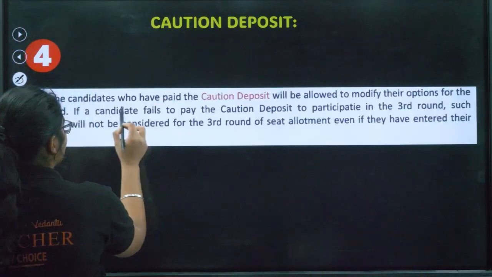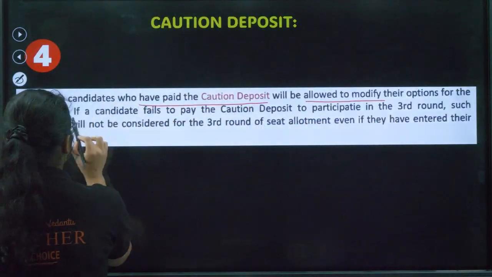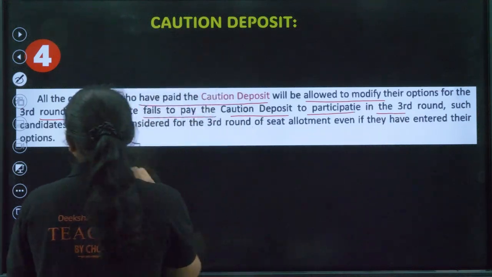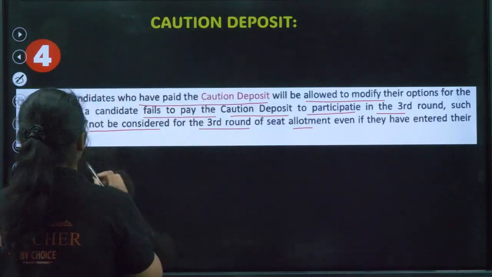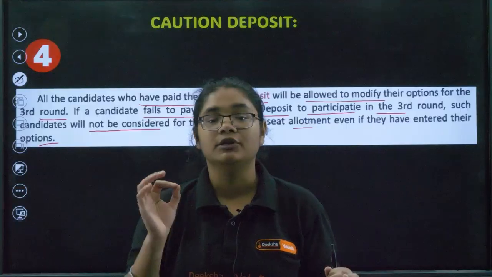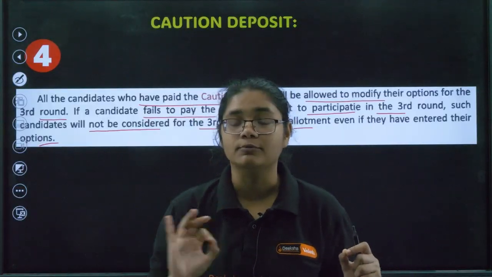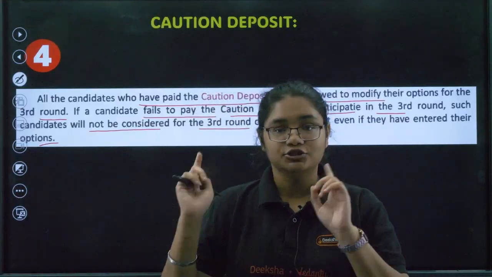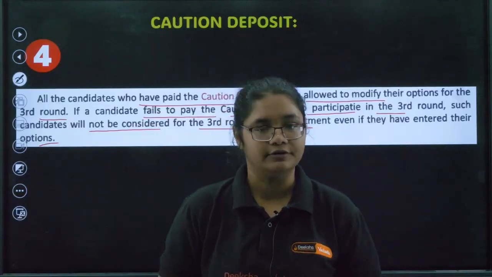Moving to next one, all the candidates who have paid the caution deposit will be allowed to modify their options for the third round. If a candidate fails to pay the caution deposit to participate in the third round, such candidates will not be considered for the third round of seat allotment, even if they have entered their options. So if you have entered options but you have not paid the caution deposit, then you definitely are not going to participate. You will not be allowed to participate in the third round. Okay, so please check this one and then only make the payment first and then go for third round.